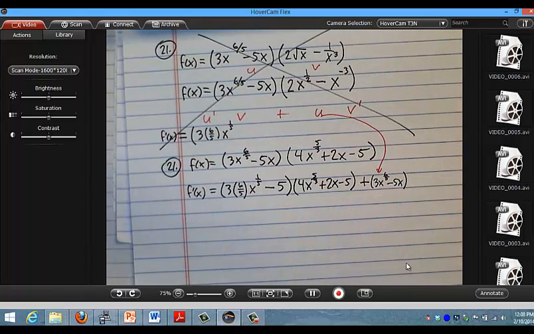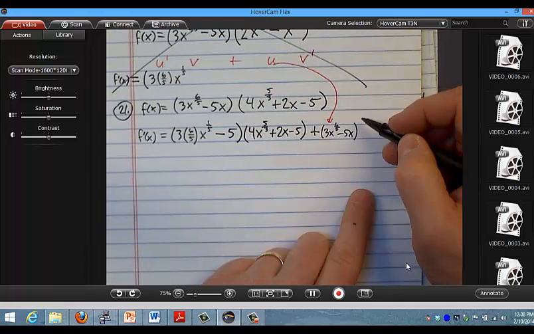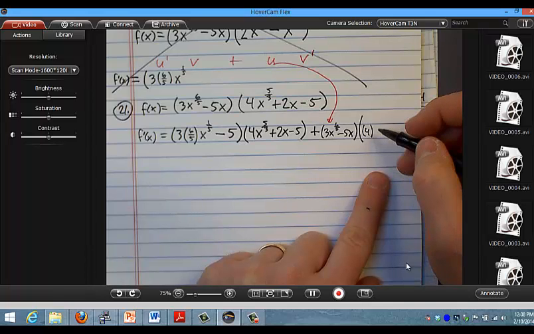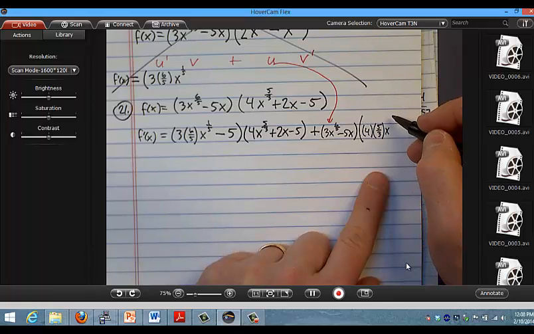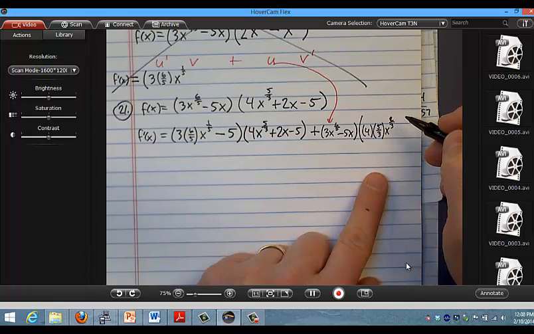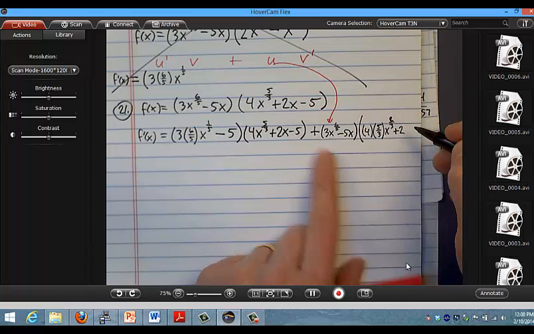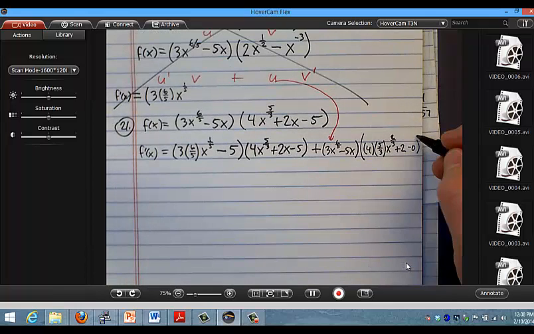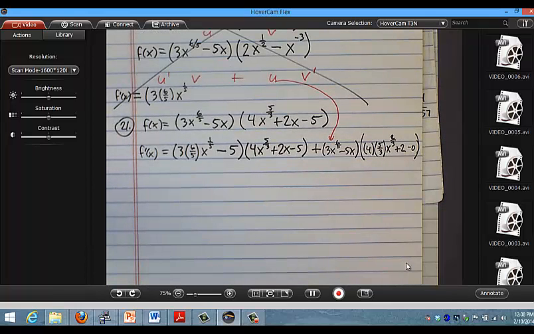Now I have to do v prime. So I get 4. What's next? Bing, 5/3. X to the what? What's 5/3 minus 1? 2/3. Okay, times 1 if you want. And then I would have plus 2, because that's the derivative of 2x, and I guess I'd have minus 0, because that's the derivative of 5. So there is a big mess, but that's it.